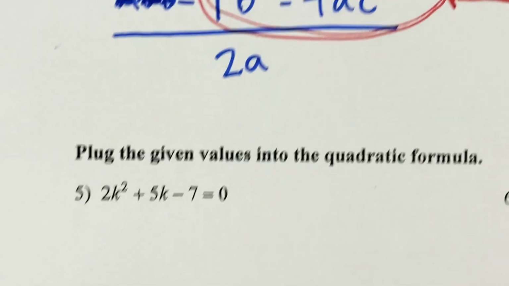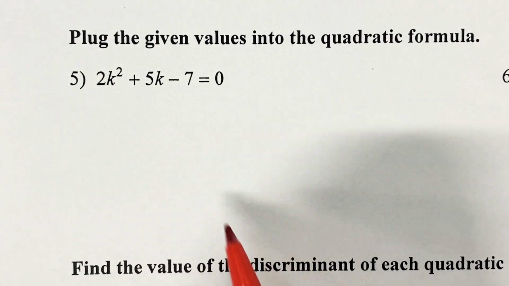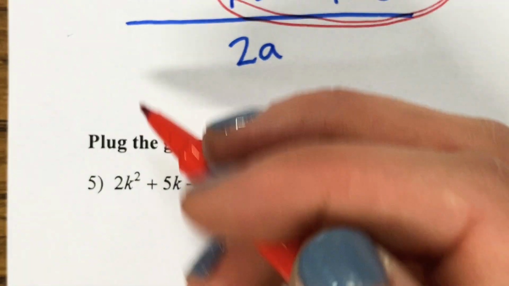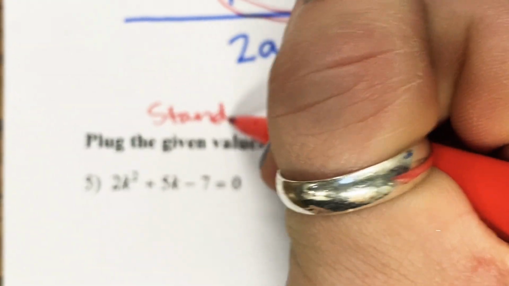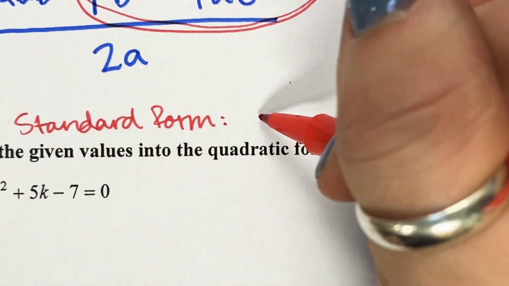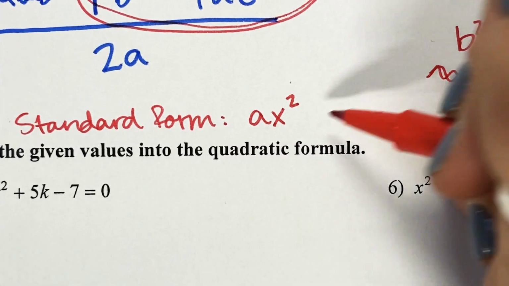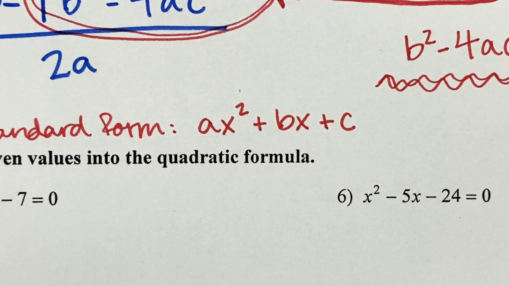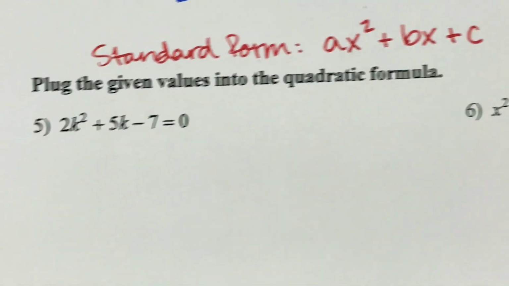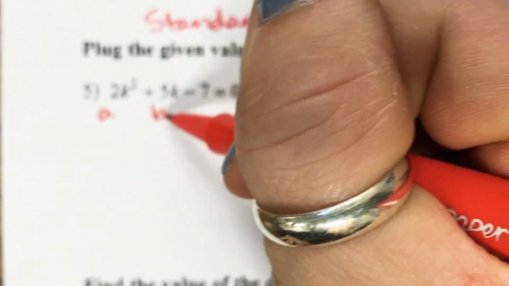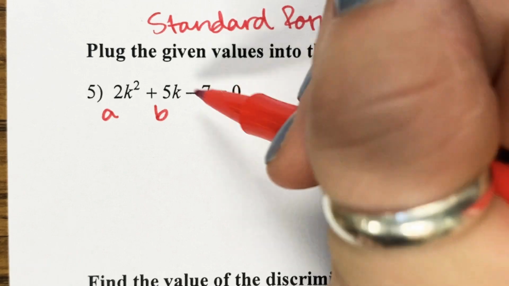So now what we need to practice doing is actually filling in our quadratic formula. So remember, these are always written in standard form. And I'm going to make this note right here. Standard form is written a times x squared plus b times x plus c. So that is standard form. So if we're looking at our quadratic equations, we know that a is the one in front of the variable squared, b is in front of the variable, just one of the variables, and c comes next.